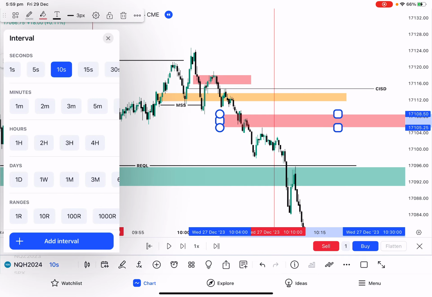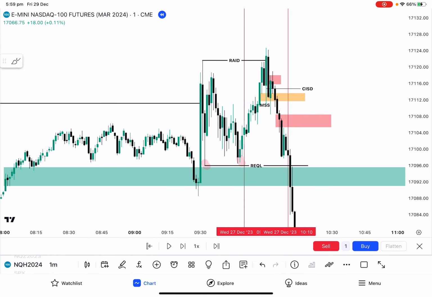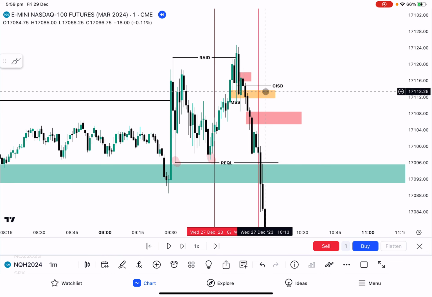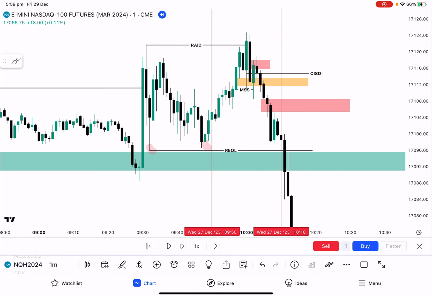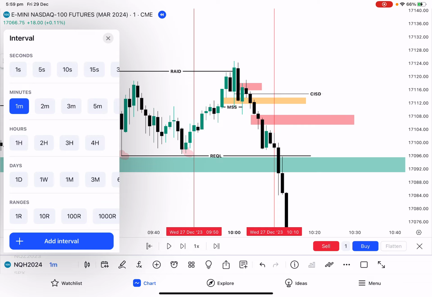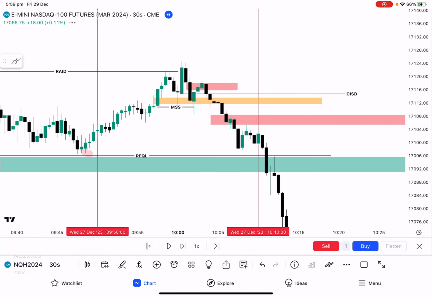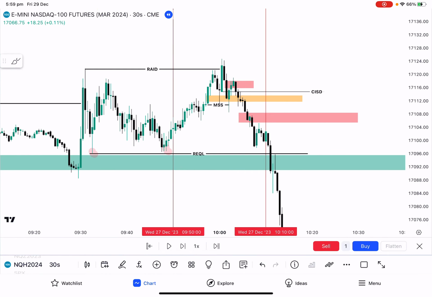And here's the thing. If you always wait for silver bullet, you may not get the entry you want. If you always wait for the 1 minute time frame, you may not always get the entry you want. So diversifying, I guess, the field, I've found to be really beneficial for me, and I'd recommend trying it out yourself. So this is a really nice entry model.